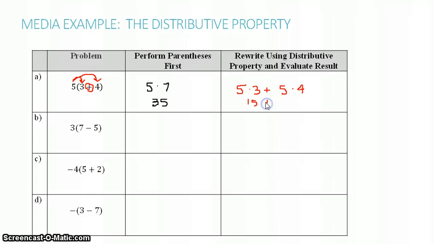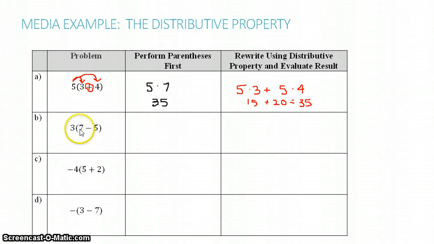Now we'll multiply the second factors, plus 20, which equals 35. And notice the results are the same. Let's look at the next one.